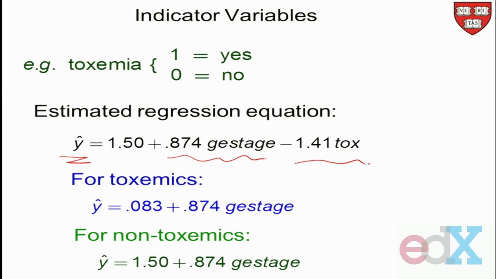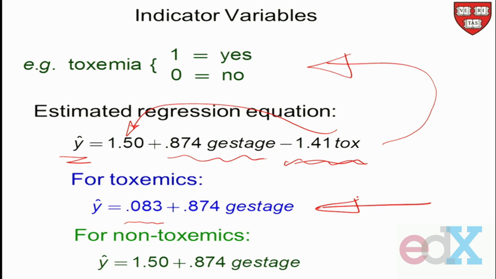Now, this variable takes on the values 0, 1, as I said. So when this value is equal to 1, that means when the mother is toxemic, then this is minus 1.4, subtracted from 1.5, and we get 0.083. So here is the regression line for the babies born of toxemic mothers. And for the non-toxemics, tox is equal to 0, so there is the regression line. The intercept is 1.5 plus 0.874.